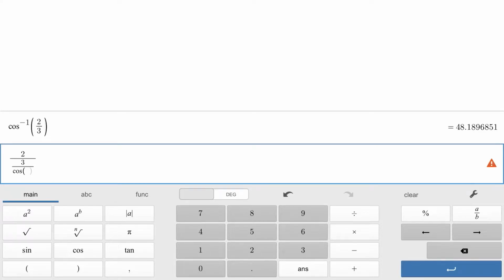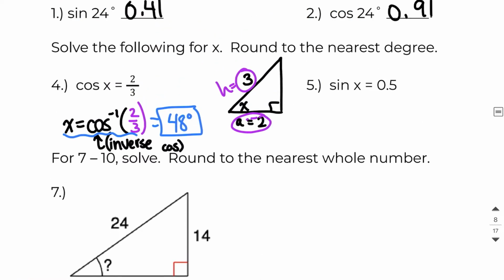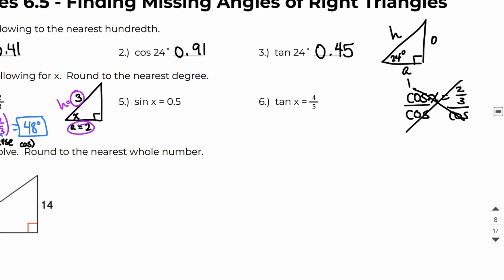So this right here does not mean cosine times x, it means cosine of some angle x. So this right here does not work. I want you to write yourselves a note to not do this. This is incorrect, okay?